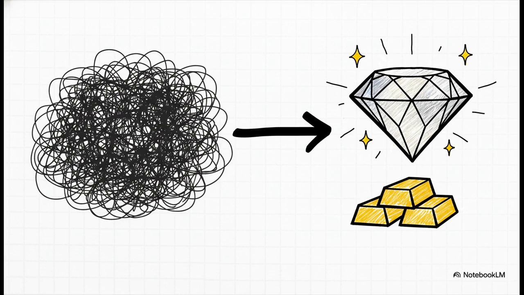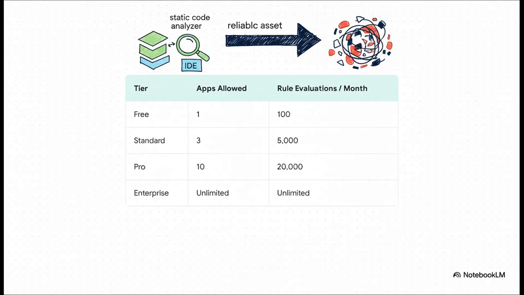One of the interesting things about this whole approach is how you measure its value. Instead of pricing based on noisy metrics like how many gigabytes of logs you're creating, the model is based on what you're actually controlling, the number of applications you're governing. It's a model that scales with the value you get, which makes a lot of sense.